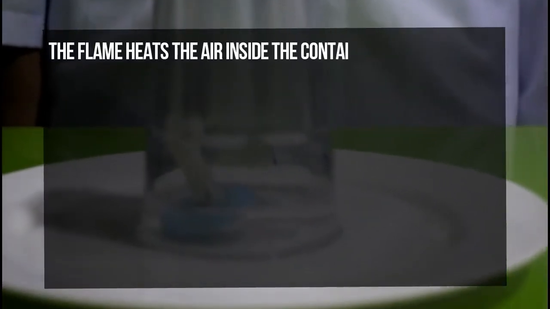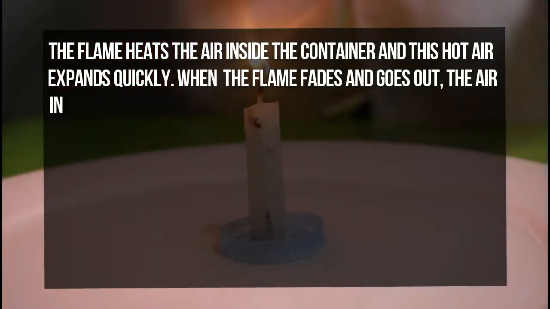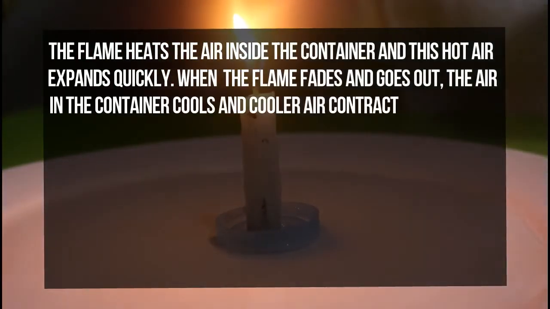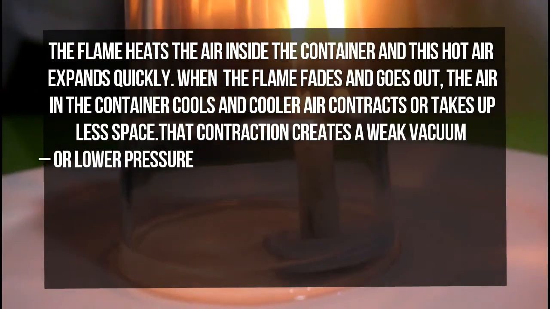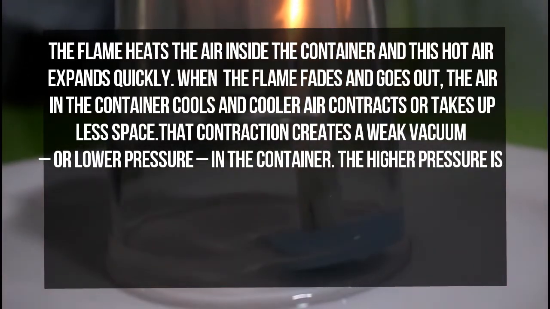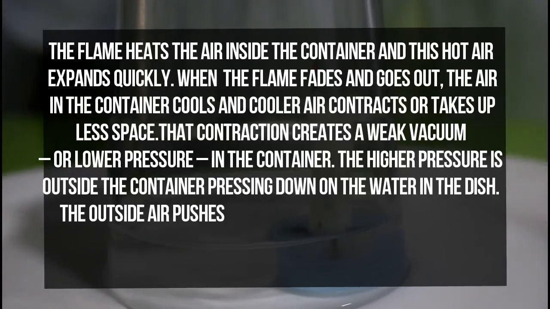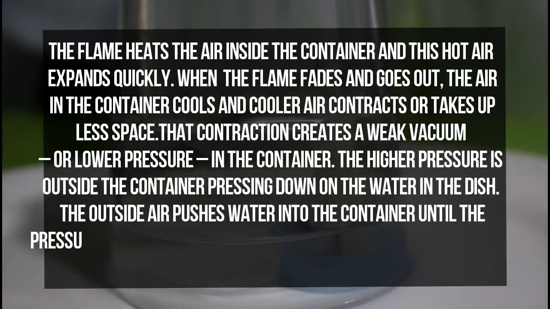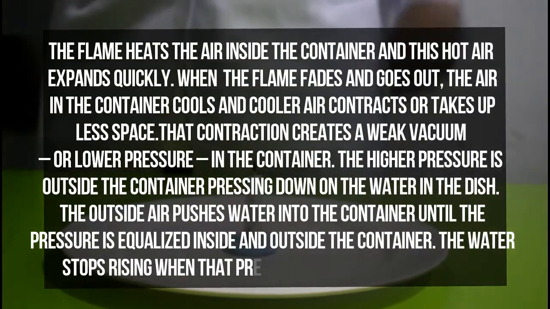The flame heats the air inside a container and this hot air expands quickly. When the flame fades and goes out, the air in the container cools and the cooler air contracts or takes up less space. That contraction creates a weak vacuum or lower pressure in the container. The higher pressure is outside the container, pressing down on the water in the dish. The outside air pushes water into the container until the pressure is equalized inside and outside the container. The water stops rising when that pressure equalization is reached.